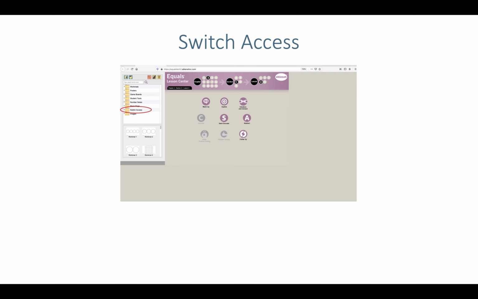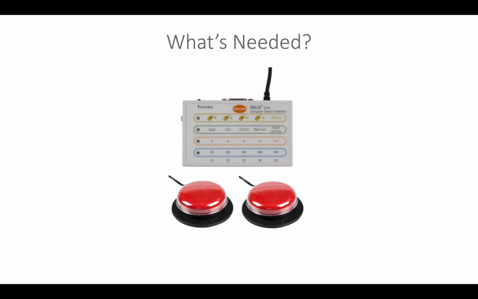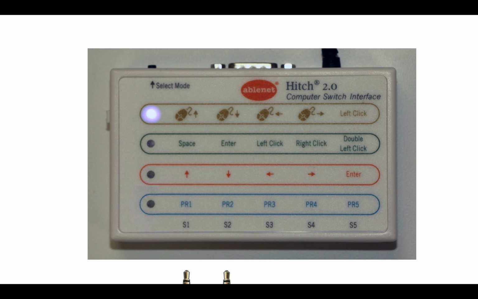The Equals Technology Lesson Center also has specially formatted switch accessible work mats for students that access the computer through the use of a switch. Open a switch accessible work mat to begin. To use switch access, you will need a computer to switch interface such as the Hitch 2.0 and 2 switches. The switches need to be set up to activate the space and enter keys on your keyboard.